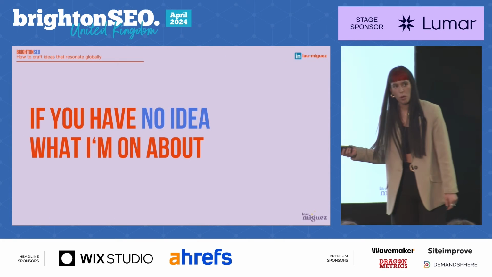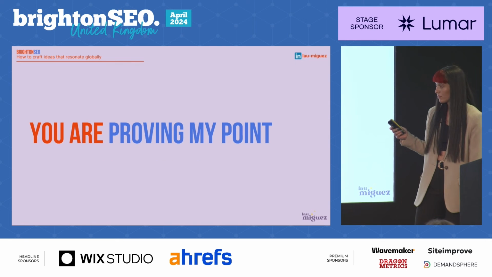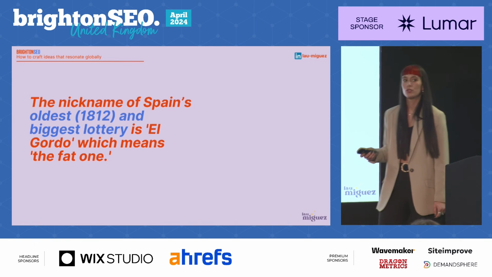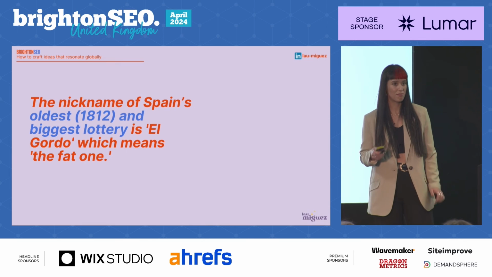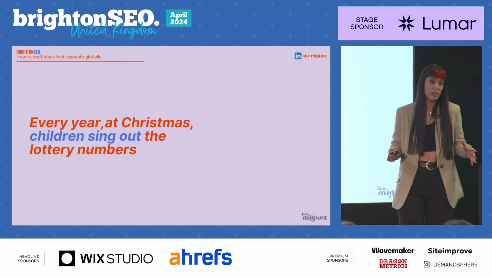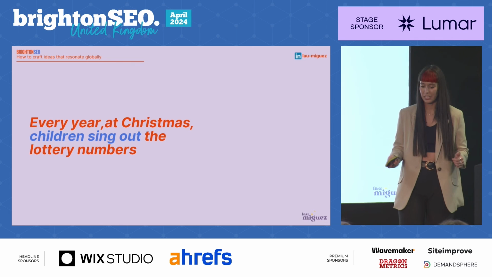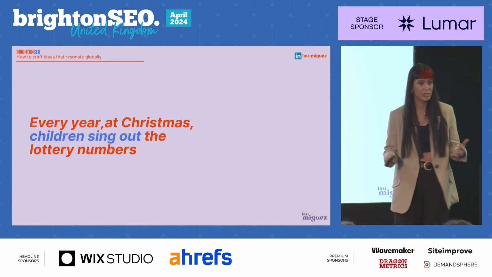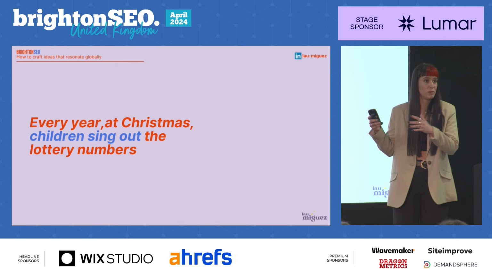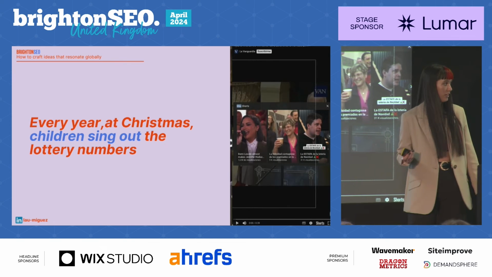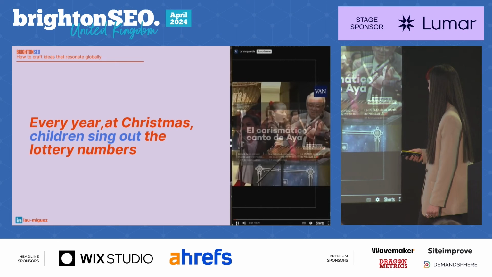So if you have no idea what I'm on about with this, you're proving my point. The nickname of Spain's oldest and biggest lottery is El Gordo, which means the fat one, which didn't age well. Every year at Christmas, and this is really weird when I tell people who don't know about this, children sing out the lottery numbers. So every single morning at Christmas, what I remember is hearing those lottery numbers being sung on the TV. And I think we've got the video of this one.